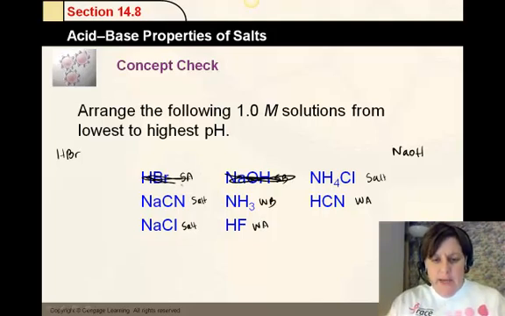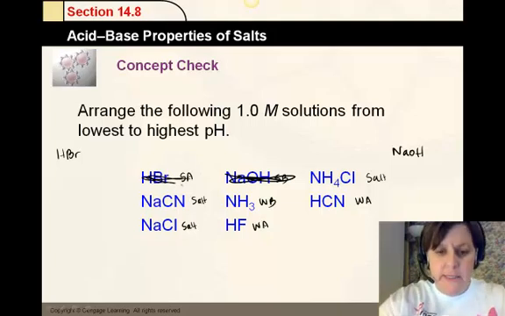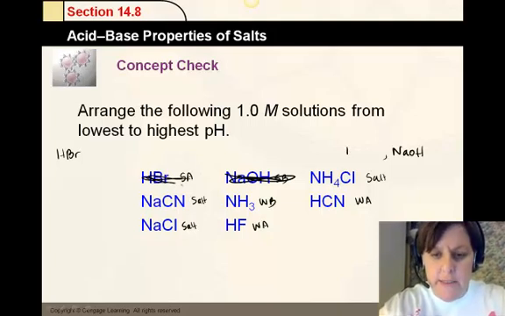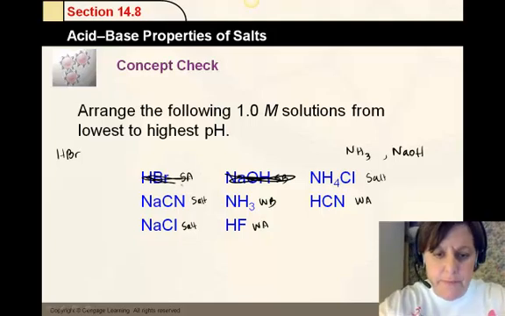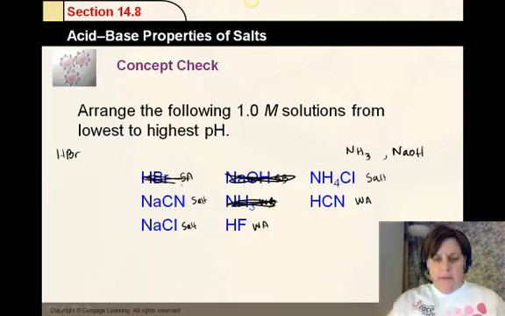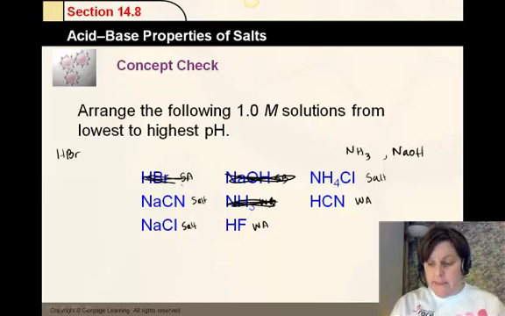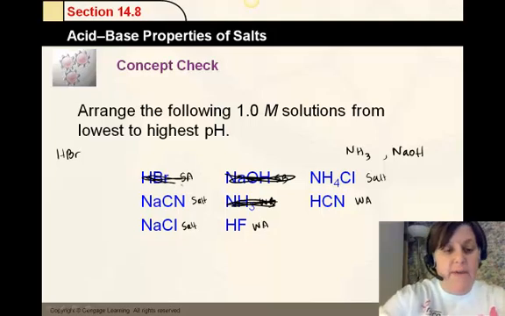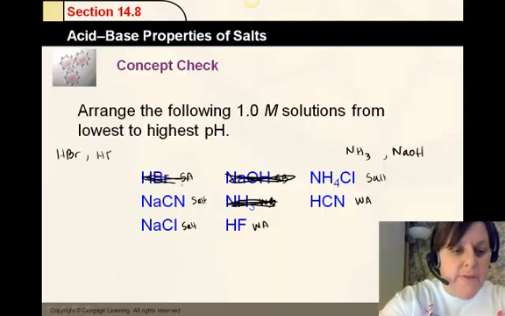And let's see what else we have. We have a weak base. I see that. That should come next on this side. Then I have some salts, which are going to be in the middle. And then I have some acids. Now we have to know about these acids. I happen to know that HF is a stronger acid than HCN. You'd have to look up the Ka values. So I'm going to put HF and HCN in order.